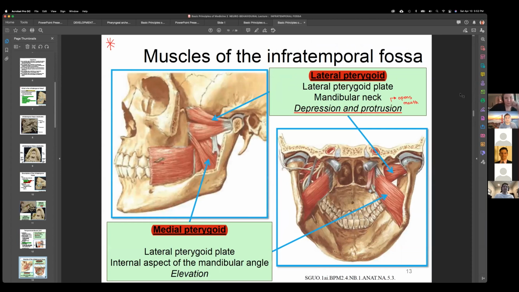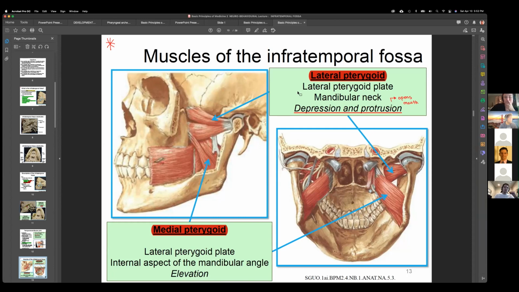It's just, again, if you actually had a skull and you were looking at it in 3D, it makes it so much easier. Even those 3D apps don't really do it justice. So here's another good exception. Lateral pterygoid is the only one that opens the mouth, right? The other three close the mouth. So that's the good exception they could ask you about, right?